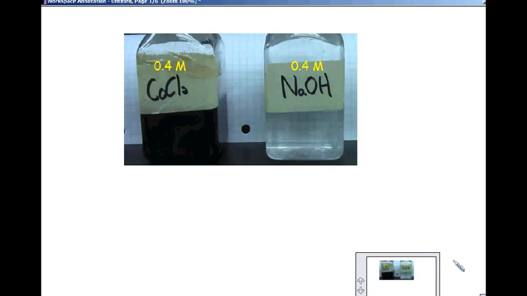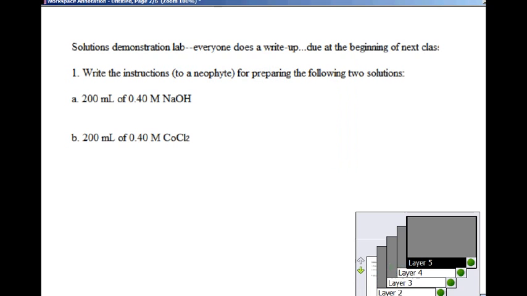We're going to mix together two solutions. One's 0.4 molar cobalt 2 chloride, the other one's 0.4 molar sodium hydroxide. How would we physically make these solutions? How would we tell the beginner, the neophyte, how to make them?